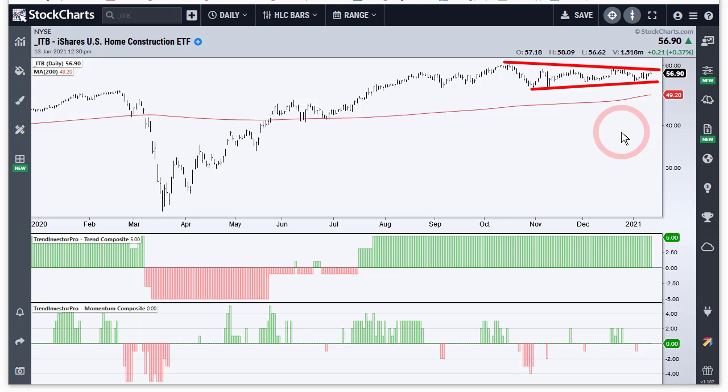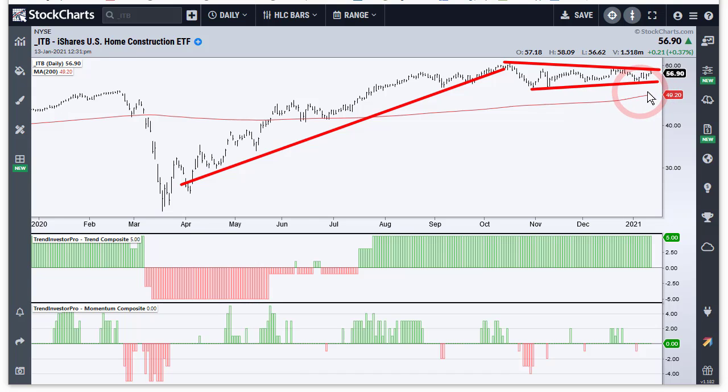And basically what it is, I think, is you've had this massive advance and you needed some time to digest this advance. And that's what this consolidation did. It digested all these gains. And I think the odds are that we're going to get a breakout and a move higher in ITB. So if we close below those lows here from late December, early January, maybe we reevaluate.